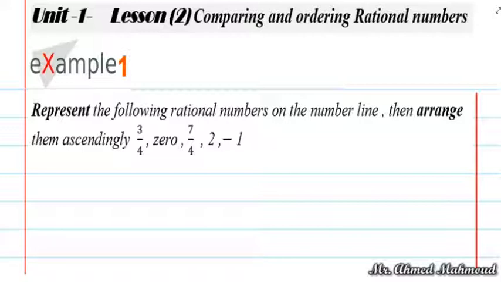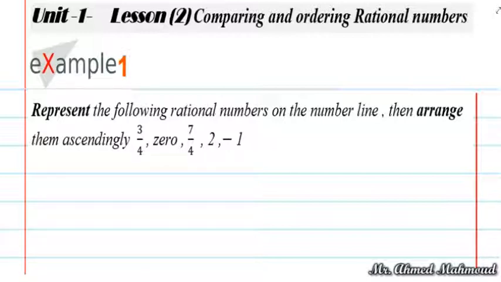Let's start. In the first example, represent the rational numbers on the number line, then arrange them ascendingly. Ascendingly means from the smaller to greater. First, before drawing the number line, we need all numbers with the same denominator.